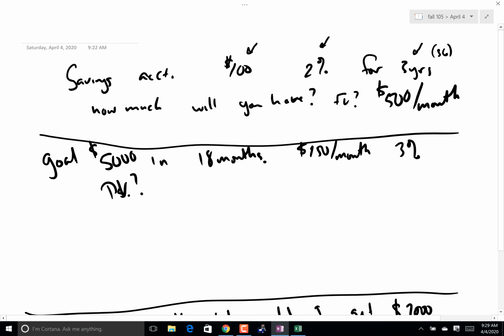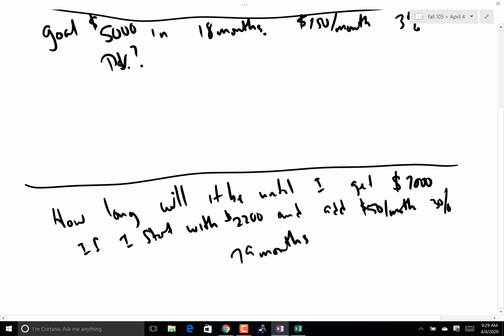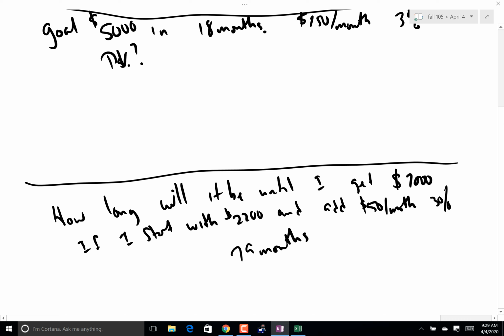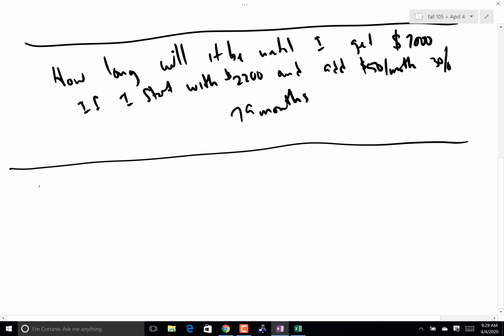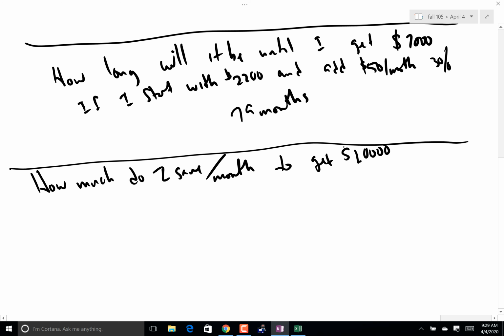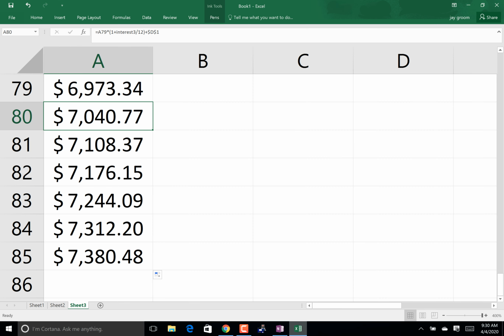So here we have a future value problem. Here we have a present value. Here we have an NPER. The one that's missing is payment. So in other words, how much would I have to save per month to get $10,000 in 3 years, starting with $2,000 at 1.6% interest. All right, cool.